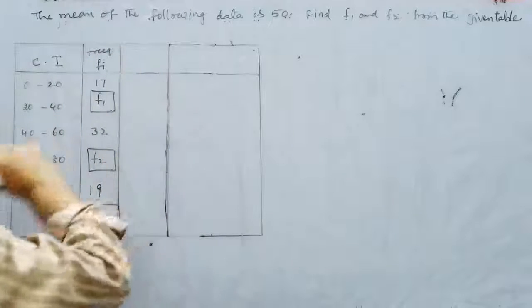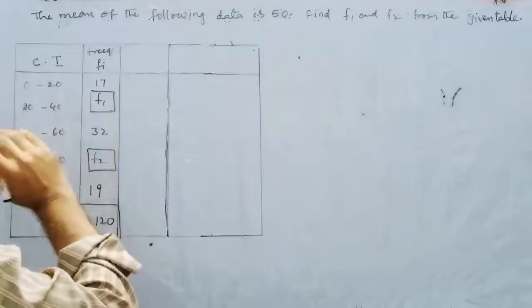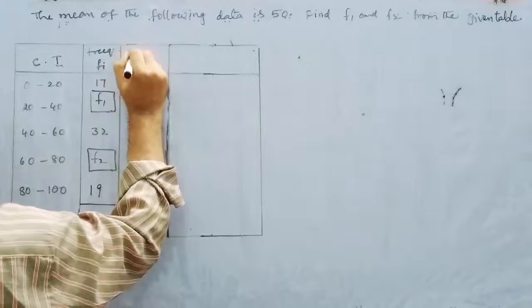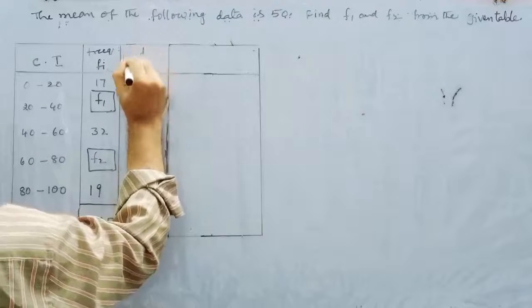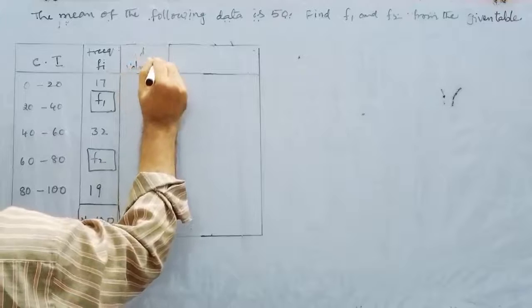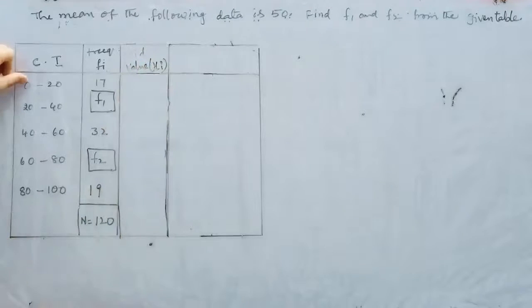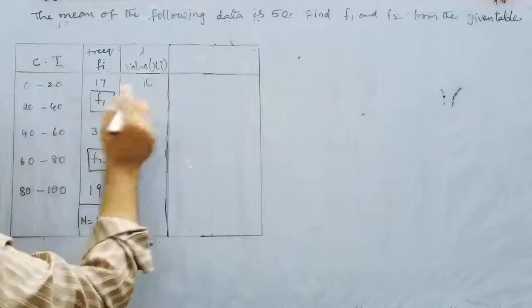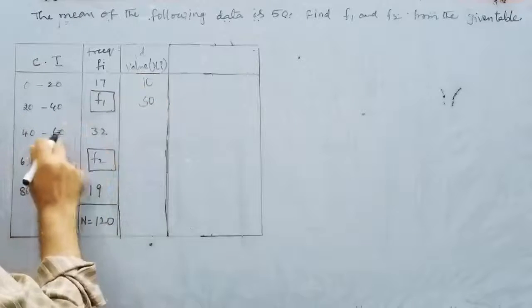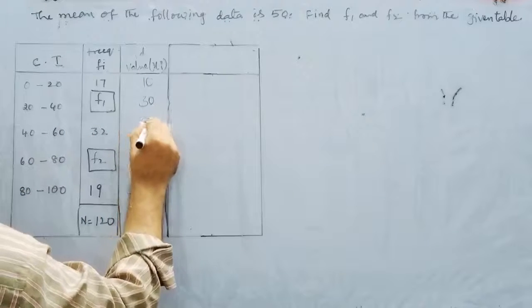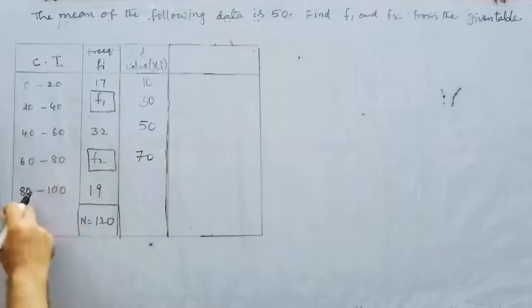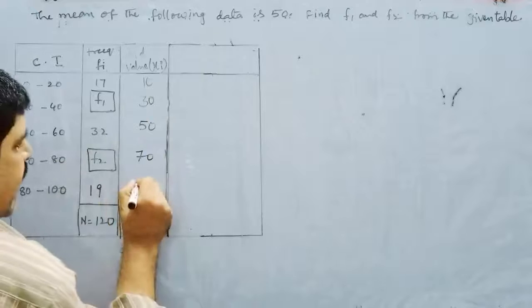For any of these methods to find the arithmetic mean, the mid values are common. So the mid value is xi. For 0 to 20: 0 plus 20 by 2, that is 10. Next, 20 plus 40, 60 by 2, 30. 40 plus 60, 100 by 2, 50. 60 plus 80, 140 by 2, 70. 80 plus 100, 180 by 2, 90.